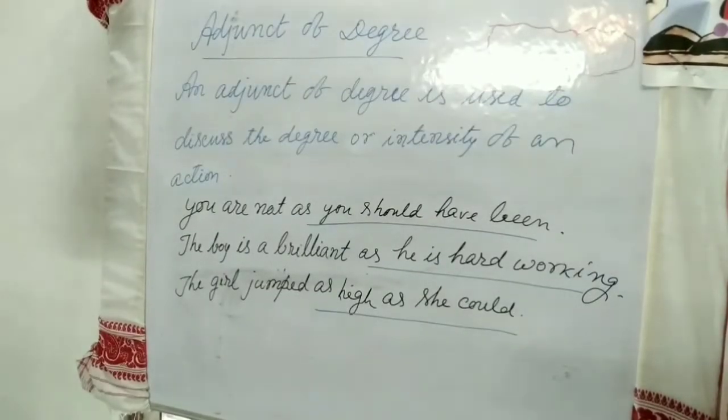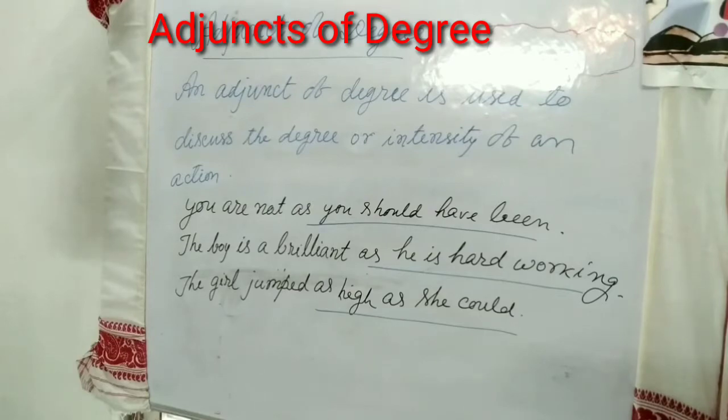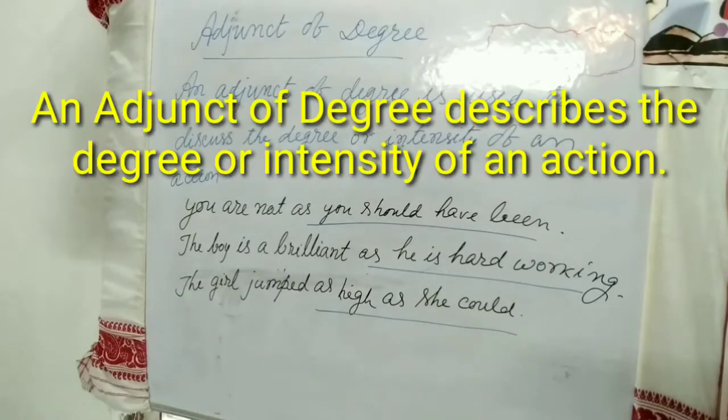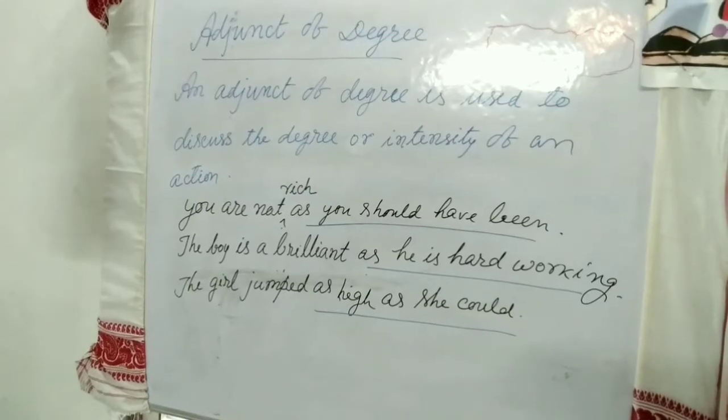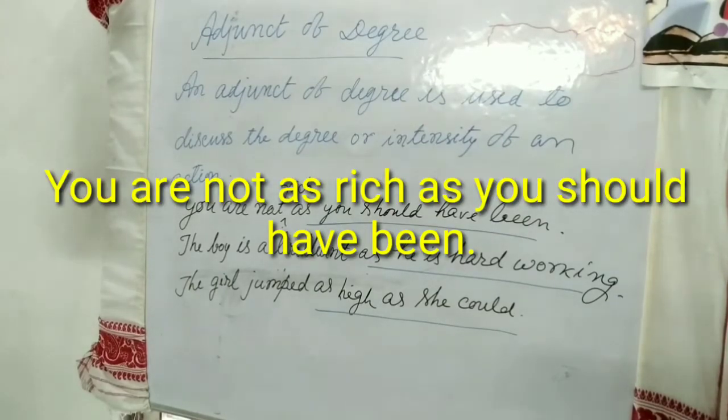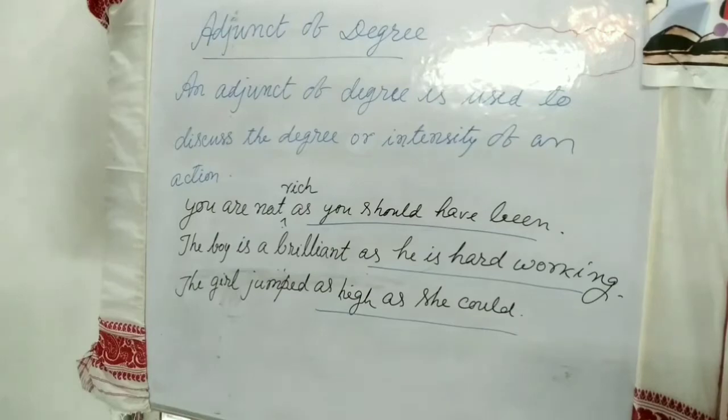Next comes the adjunct of degree. An adjunct of degree is used to discuss the degree or intensity of an action. You are not as rich as you should have been. Here it is the degree of your richness, how rich you are. It is not actually satisfactory. You are working hard, you are doing work all the time, still you are not rich enough. That's why I say that you are not as rich as you should have been.